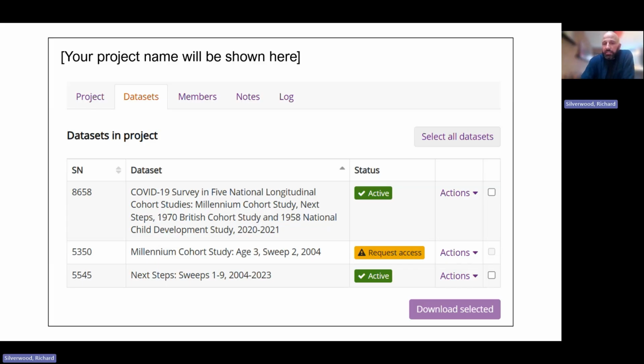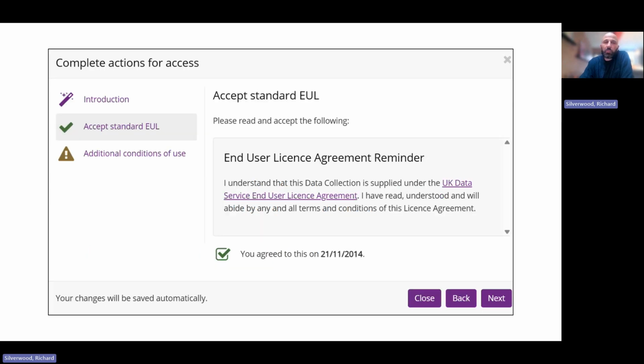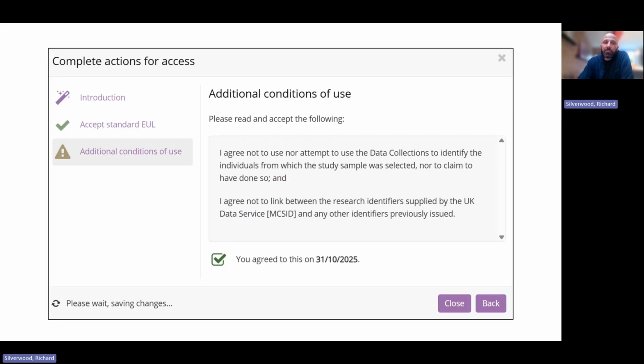We can see that this yellow request access box is telling us that we have some additional actions to do. So if we click on the actions drop down here, it will tell us what we need to do. The first thing is that we need to ensure that we've accepted the standard end user license. So this is kind of a user level agreement. So once you've accepted that once, then this should show as being accepted forevermore, I think. And then there may be some additional conditions of use that relate to this specific download. So here, of course, you need to carefully read these and ensure that you're happy to agree with these conditions.